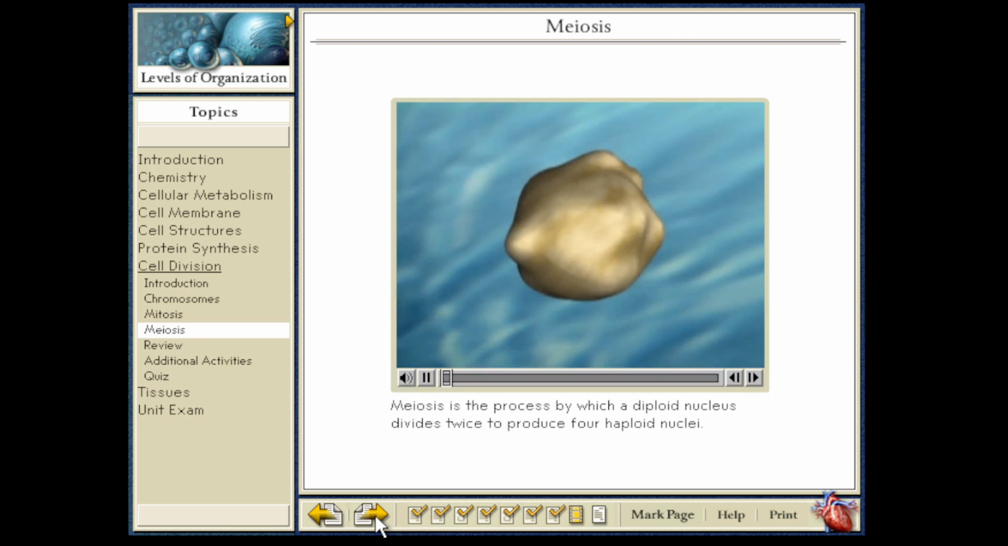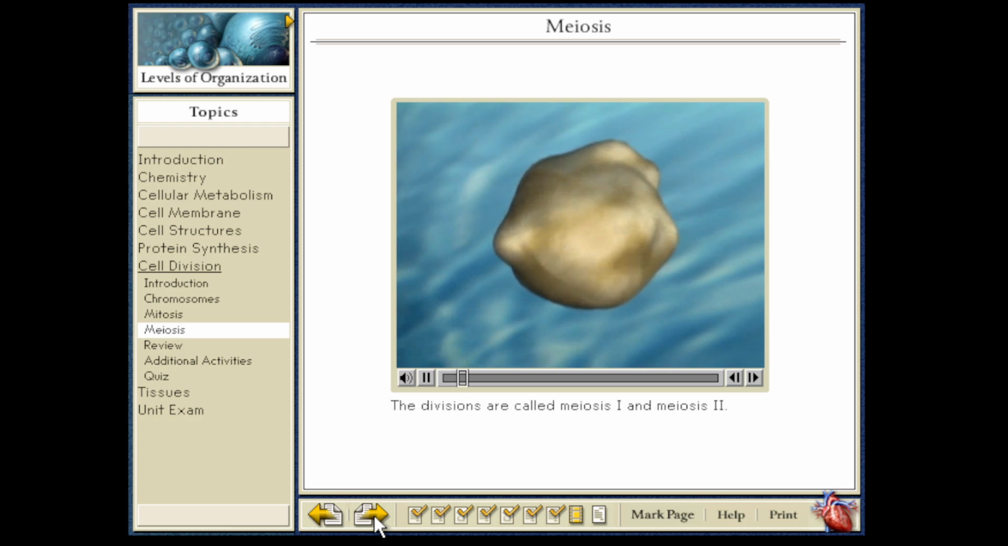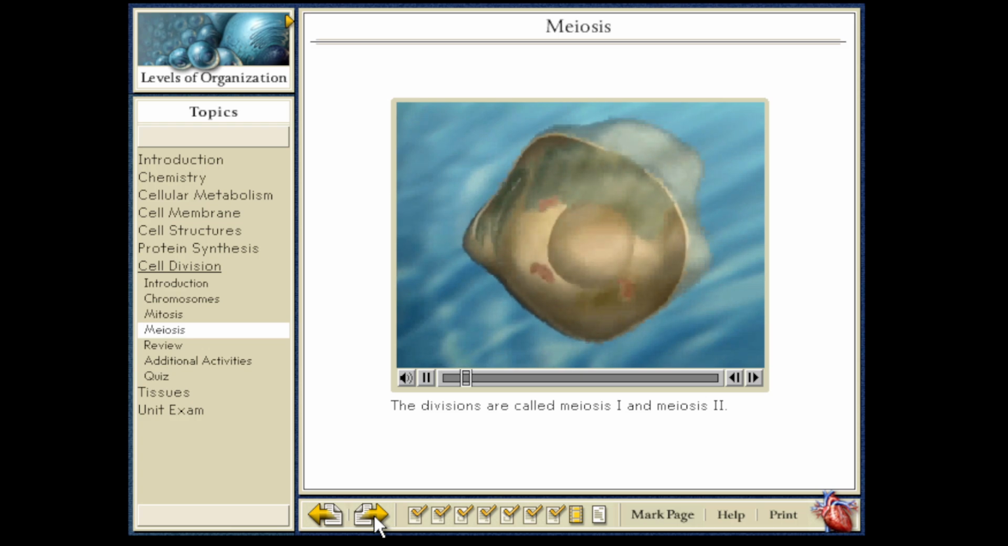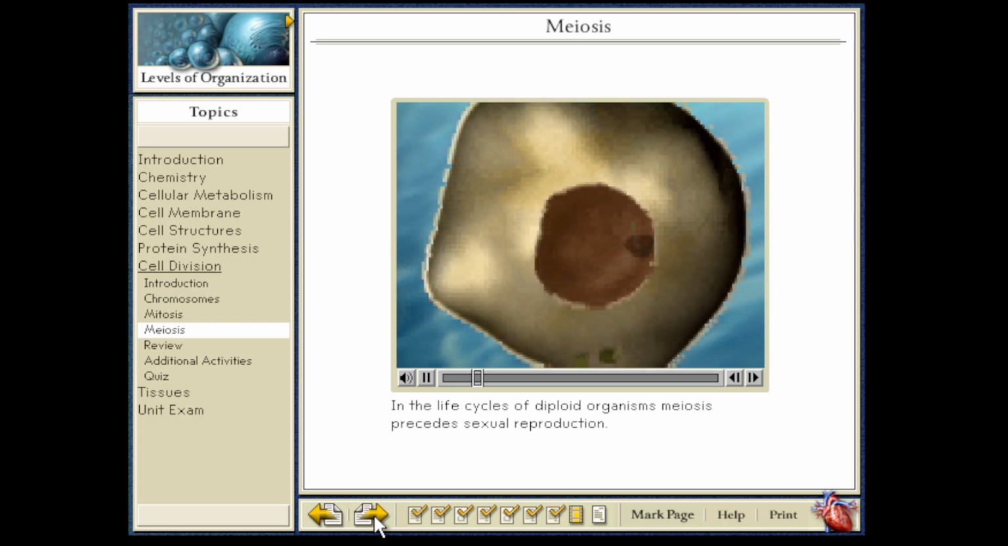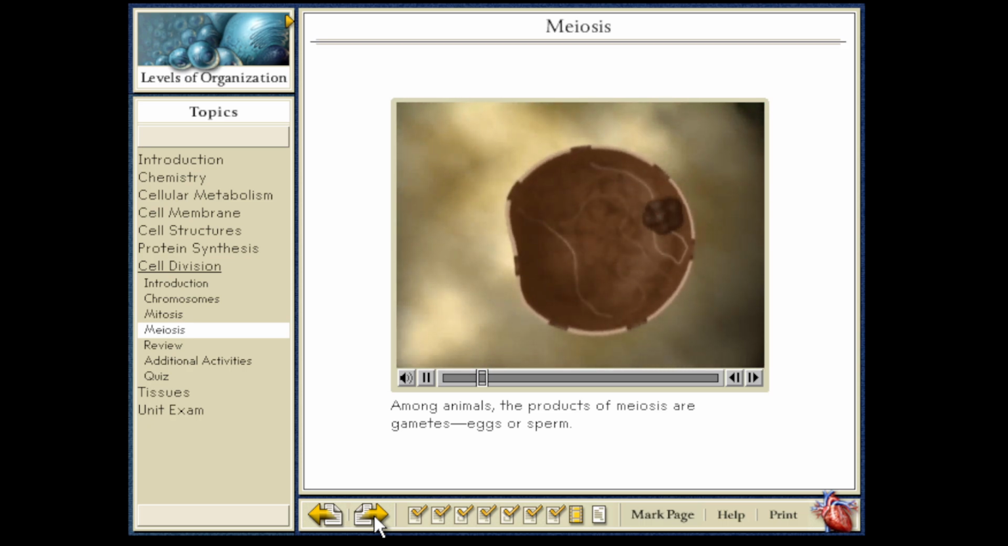Meiosis is the process by which a diploid nucleus divides twice to produce 4 haploid nuclei. The divisions are called meiosis I and meiosis II. In the life cycles of diploid organisms, meiosis precedes sexual reproduction. Among animals, the products of meiosis are gametes, eggs or sperm.